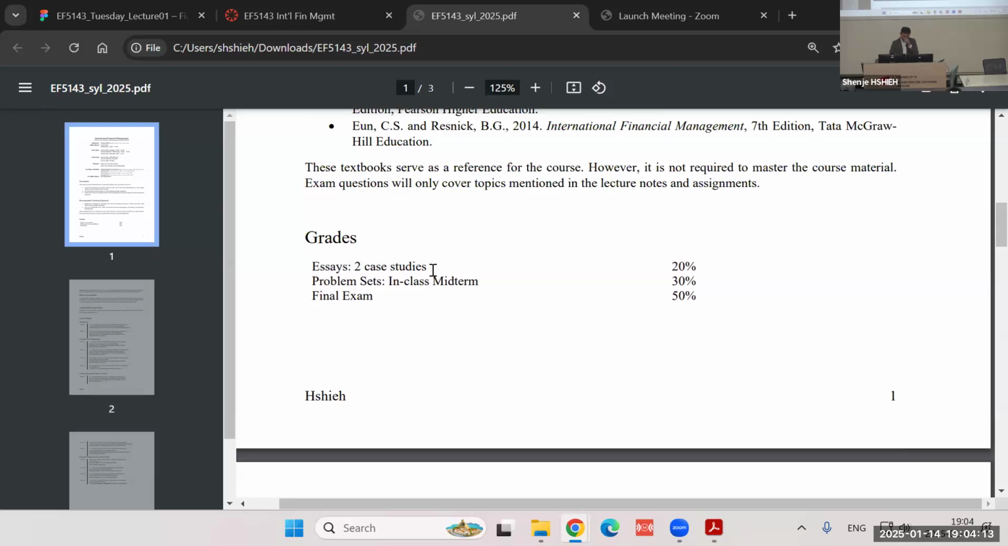For grades, it's basically 50-50: final exam and everything else. Everything else is just 2 case studies and a midterm. I call this midterm an in-class assignment because I don't want you to study for it. It's open book, so I think of it as an in-class assignment that you do by yourself and submit within 2 to 3 hours.